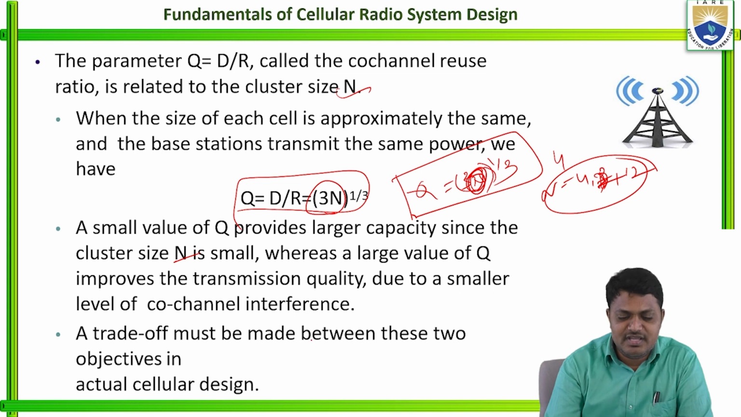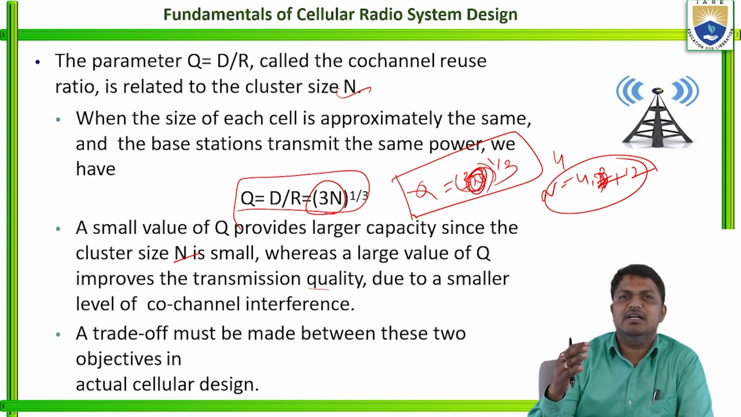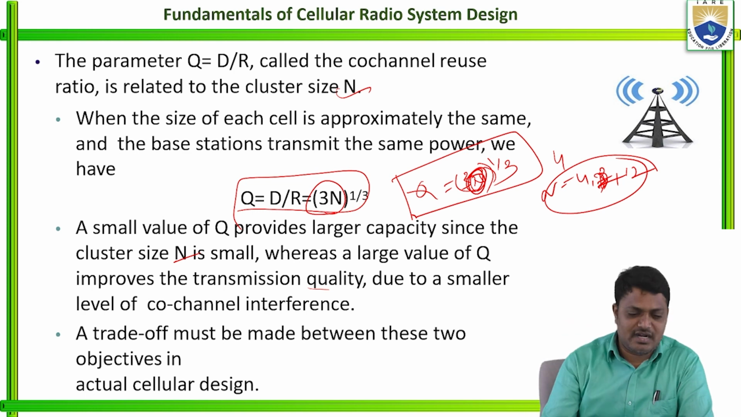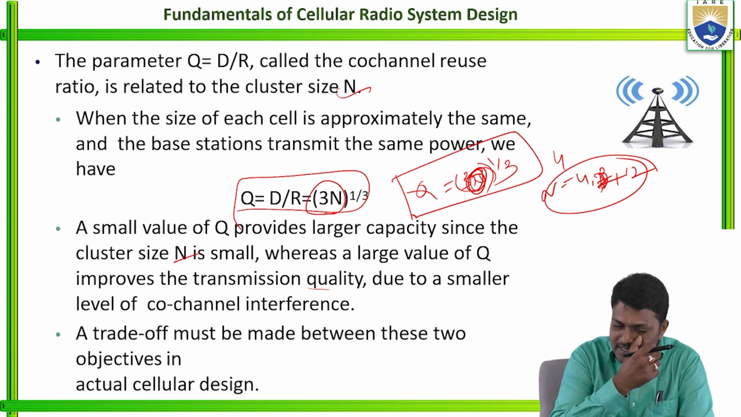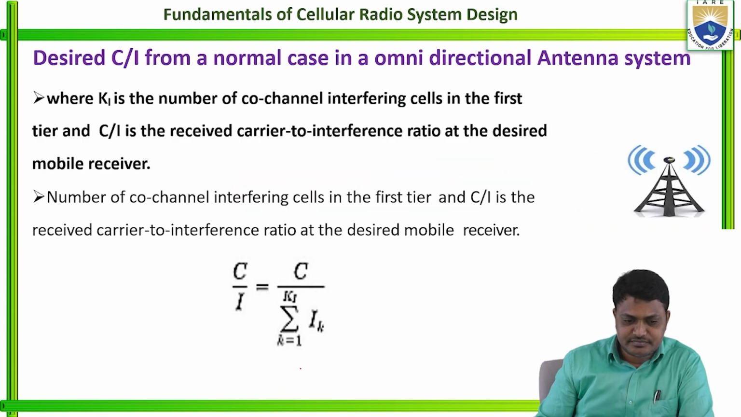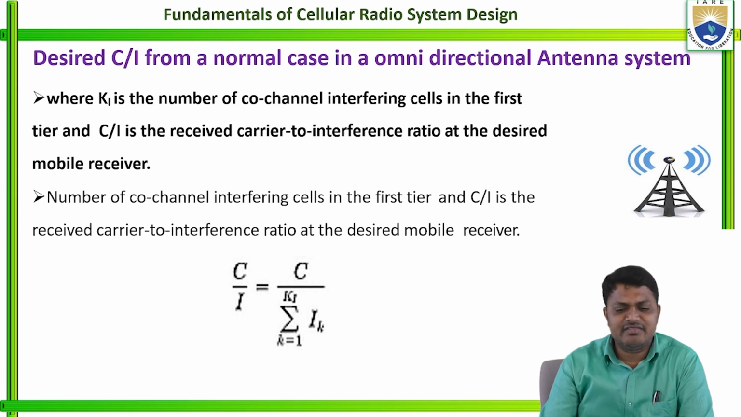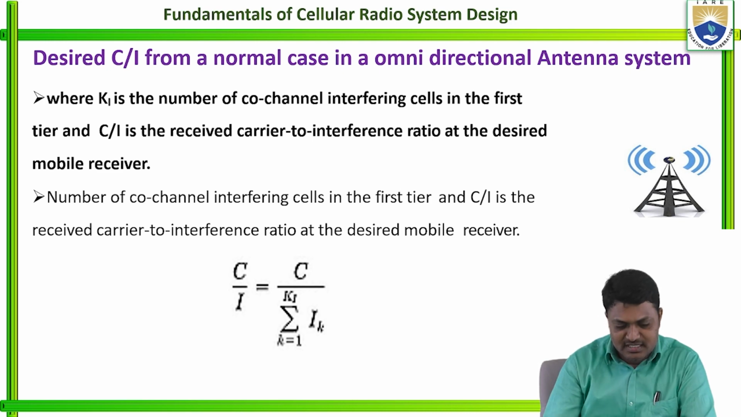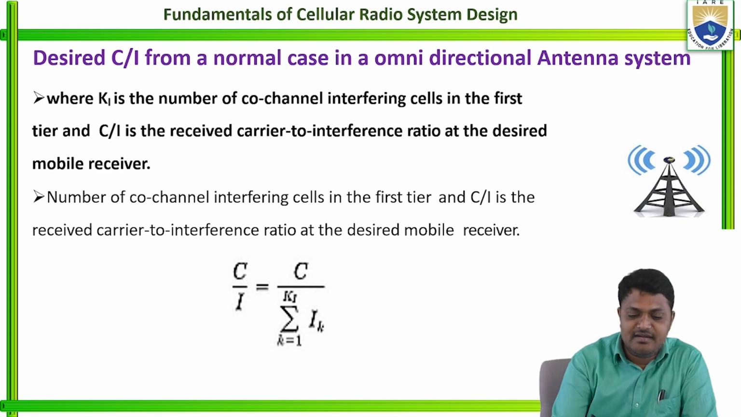The large value of K improves the transmission quality, because the co-channel interference reduction factor is automatically improved, right? The trade-off must be made between these two objectives in the actual cellular design. So see here, the desired C by I from the normal case in an omnidirectional antenna system. Just now we discussed how to calculate C by I.